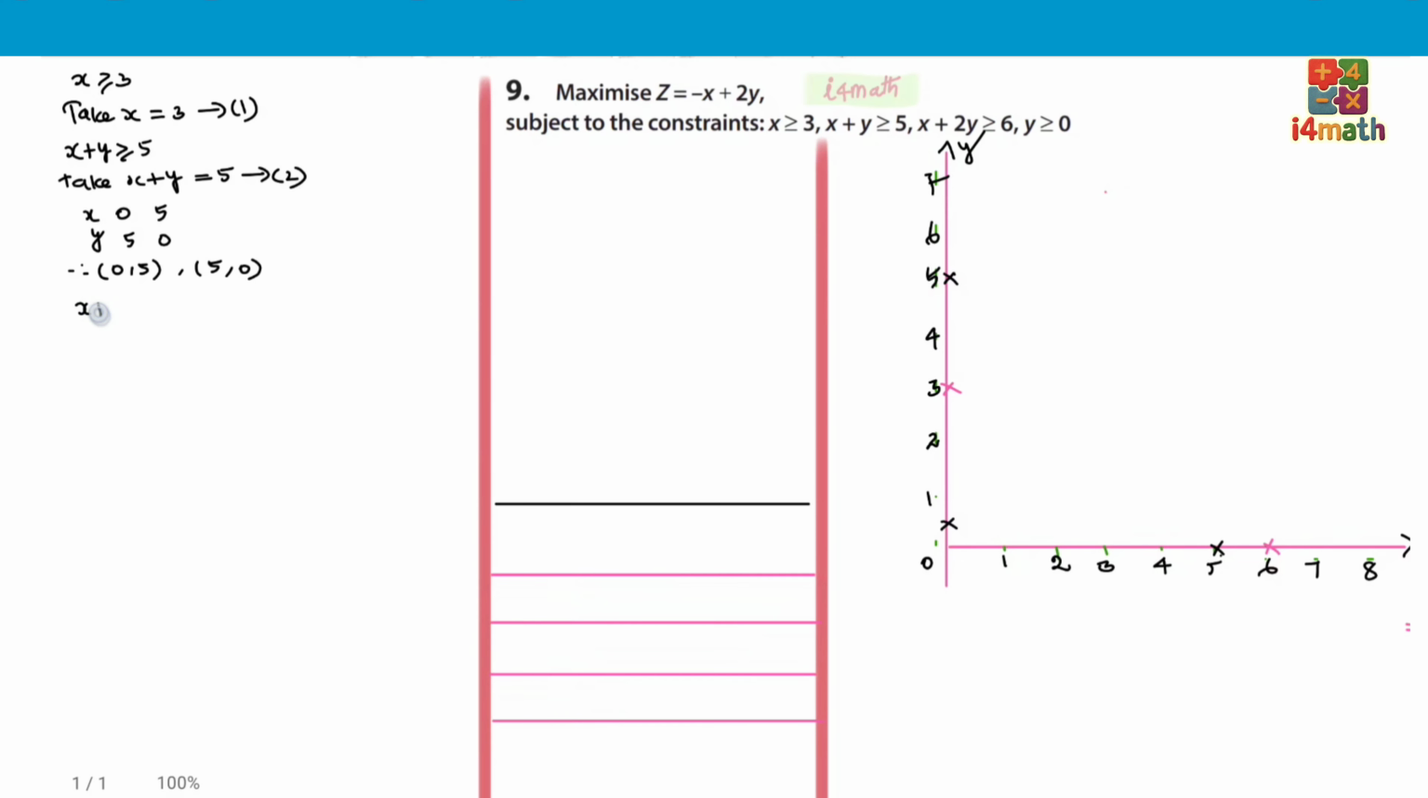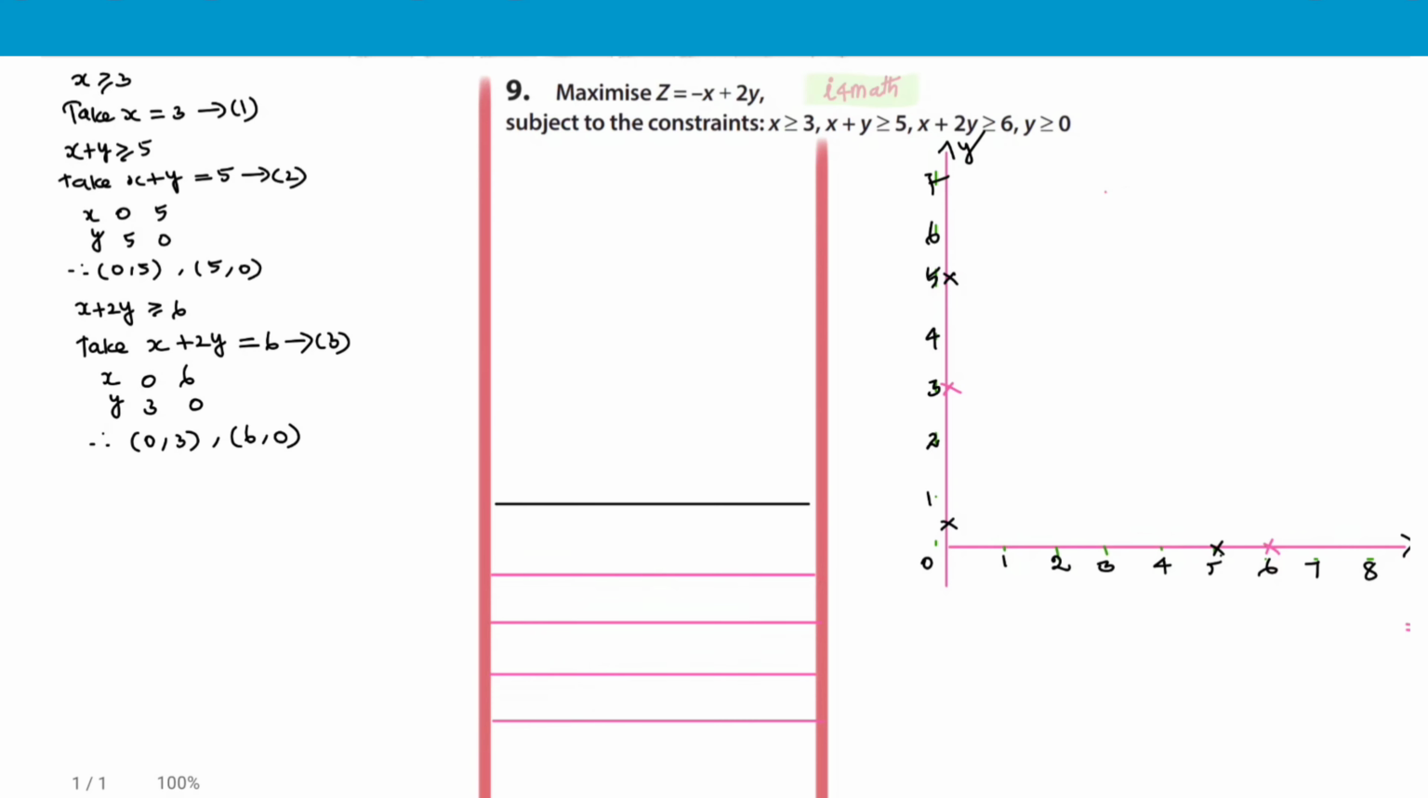Next, you consider x plus 2y greater than or equal to 6. Take the equation x plus 2y which is equal to 6 and consider this is equation number 3. Let us find any 2 points on this line. First x and then y. Take x is equal to 0, so 2y equal to 6 and then y equal to 3. Take y is equal to 0, then x is equal to 6. Therefore 0, 3 and 6, 0 are the points.